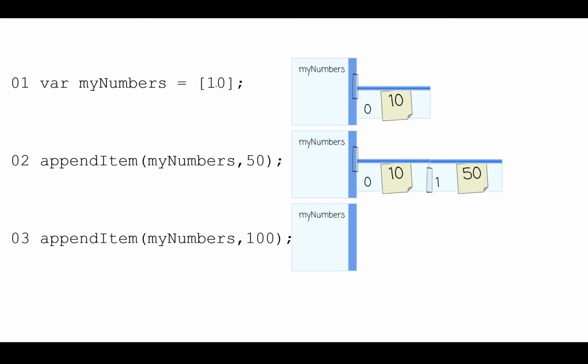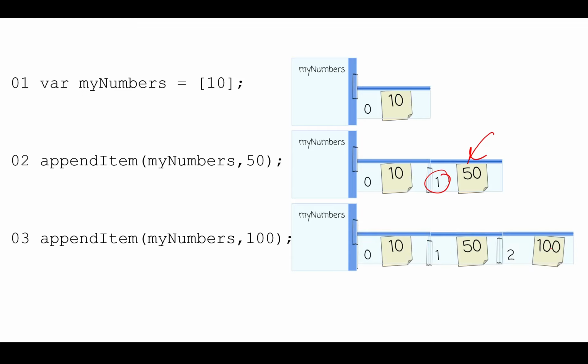So right now I have my numbers. It has only one element, a 10. And I said append item my numbers 50. So notice 50 has been put onto the end of my list. A new index 1 was made. Now again, my numbers, I'm going to add a 100. So that means 100 is going to be put on the end. I'm going to add a new index there.